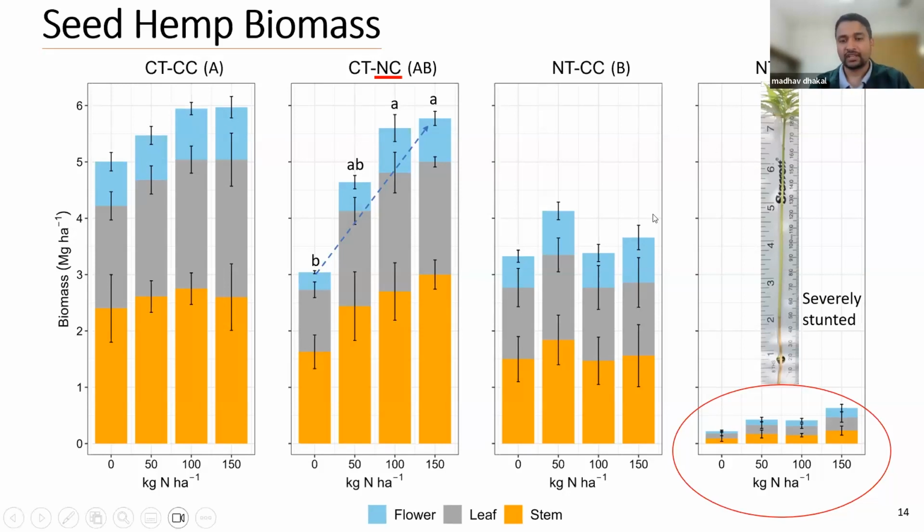For no-till, there was no response because the establishment was poor, and the nitrogen was only exacerbating the weed problem, because weeds were taking advantage of the nitrogen application, not the hemp. In the no cover plot, you can see the biomass production was almost completely gone. The plants were just 6 to 7 inches tall as compared to 6 to 7 feet tall plants in the conventional tillage system.